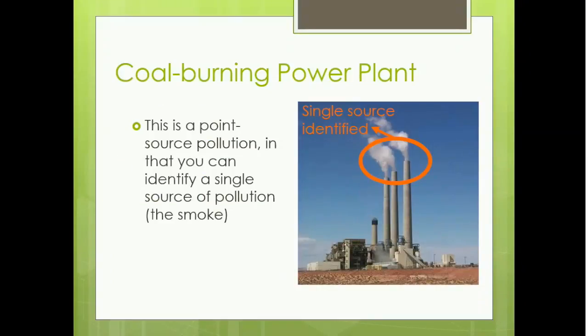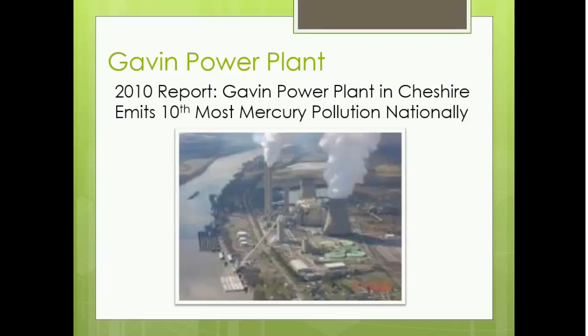A coal-burning power plant is a point source pollution. Remember, if you can point to the source, like a smokestack, then it's a point source. The Gavin Power Plant is located in Cheshire, Ohio, on the Ohio side of the Ohio River. It's a coal-fired power plant that can burn 25,000 tons of coal to generate 2,600 megawatts of energy when running at full capacity. It is the largest mercury polluter in Ohio and 10th in the nation.